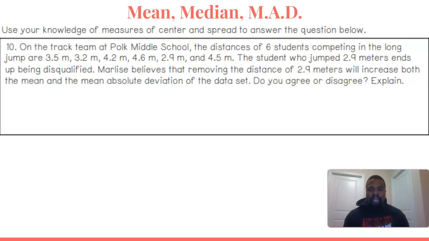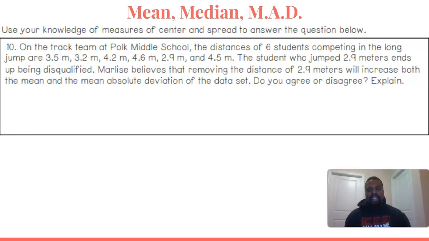Think about the mean. The mean is the average. So you add each number together and divide it by how many numbers are in the data set. Now, 2.9 meters is the smallest distance in your data set here. So if we remove 2.9 meters from this data set, it's actually going to help increase the mean, okay?